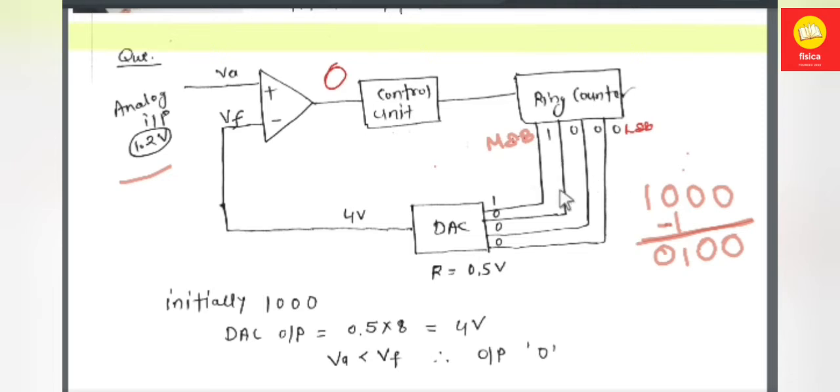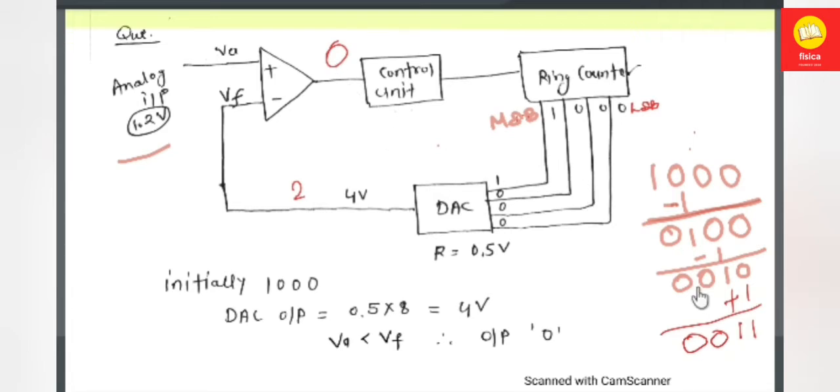So 1 0 0 equivalent analog voltage is 4, and 4 into 0.5 equals 2. Now here will be 2 volt. So this 2 volt and here 1.2 volt. So now analog input is less than this feedback voltage. So this time also the comparator will go to the negative saturation, or comparator output will be 0. So as this is the third pulse, our target will be the third digit from the MSB side, and we have to subtract 1 from the third digit as our output is 0.